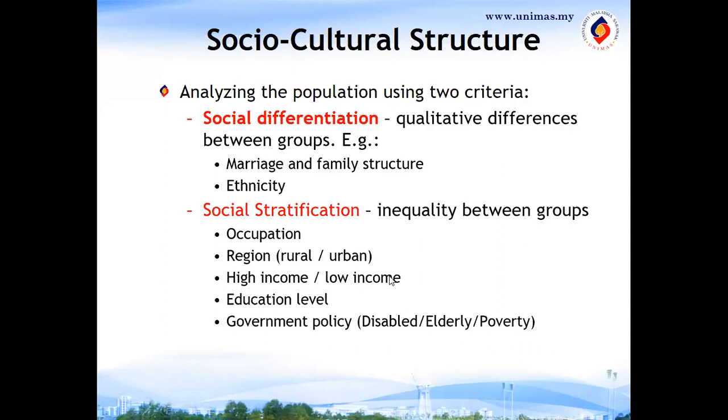Another form of social stratification can be in terms of income level, yeah, high income level, low income level, educational level, yeah, no schooling, primary school, secondary school level, and higher education, and so on. And also maybe in terms of government policy, who is disabled, elderly people, and people who are poor, and so on. So these are a form of social stratification.